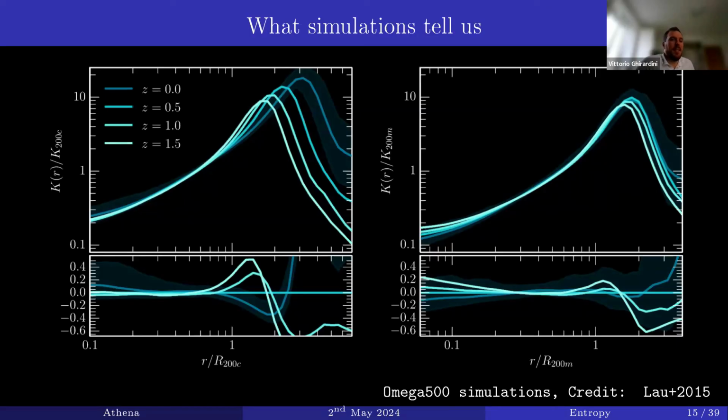But yeah, I fully agree. I would really love to see this downturn of the entropy, not because of the clumping and other issues, but actually to see the real physical downturn at the radii that we expect.